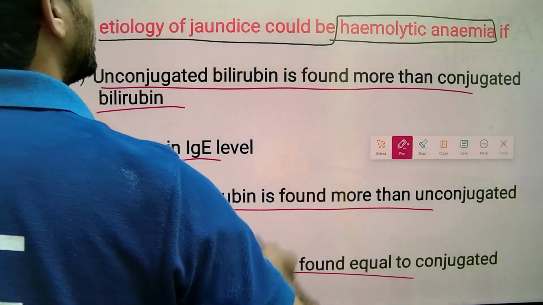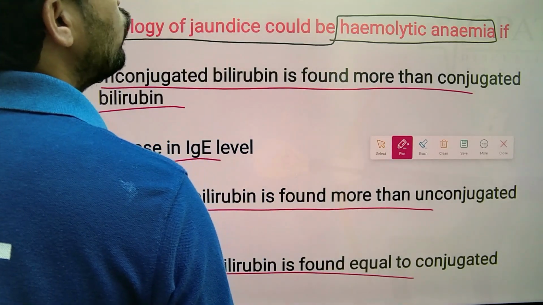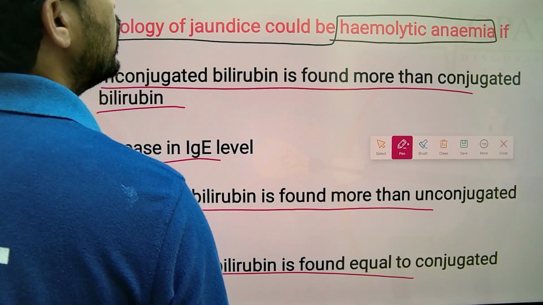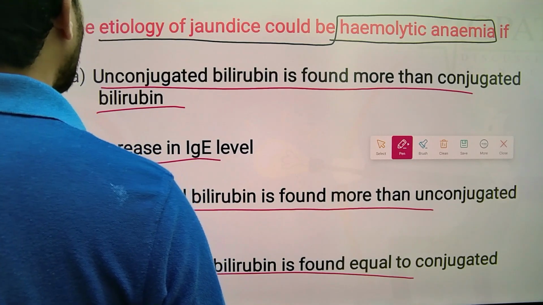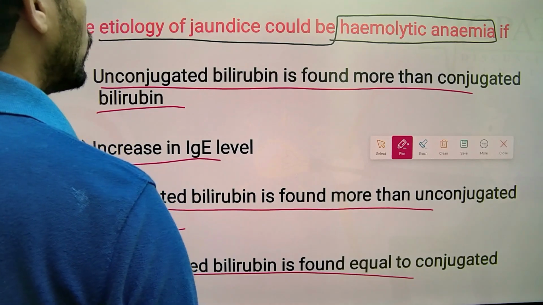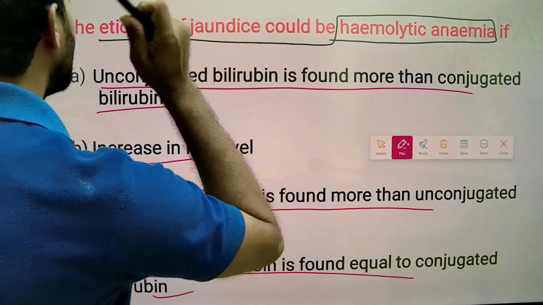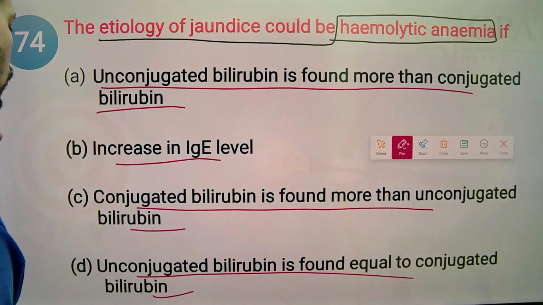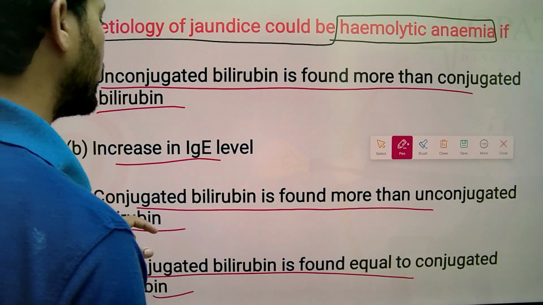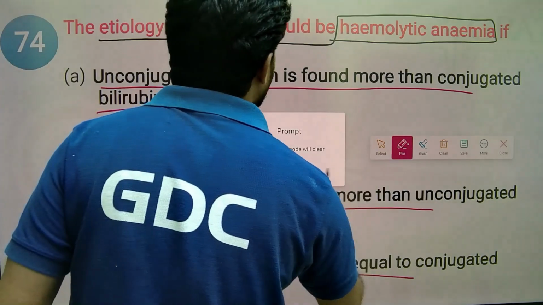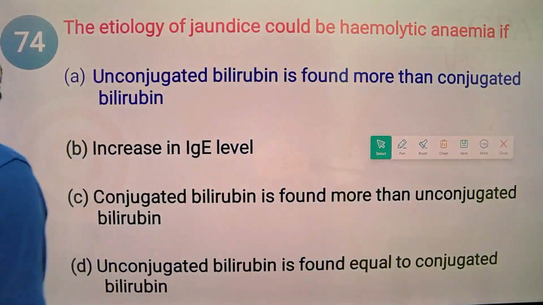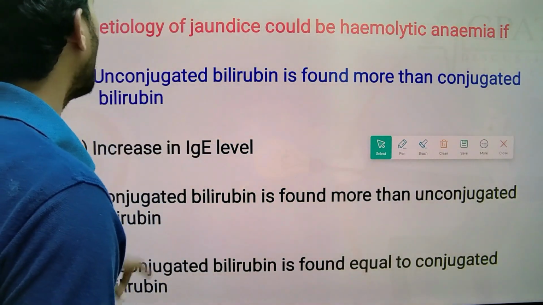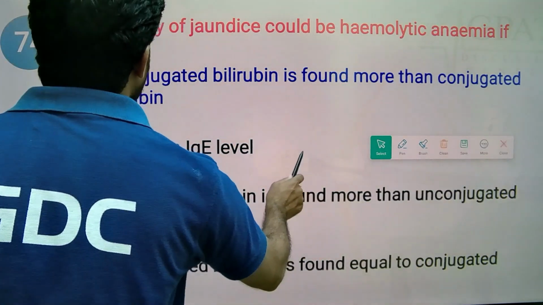In hemolytic anemia, unwanted breakdown of hemoglobin leads to decreased hemoglobin levels, which leads to anemia. So the answer is that unconjugated bilirubin is found more than the conjugated bilirubin.